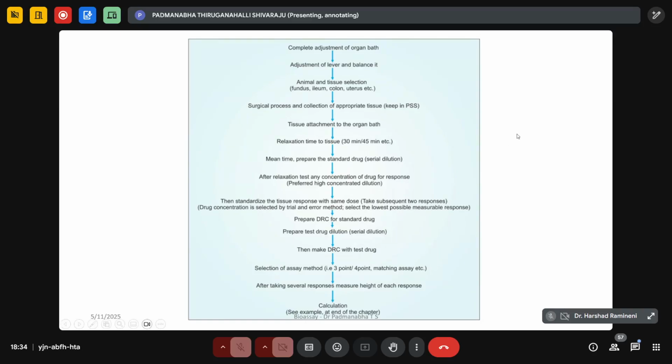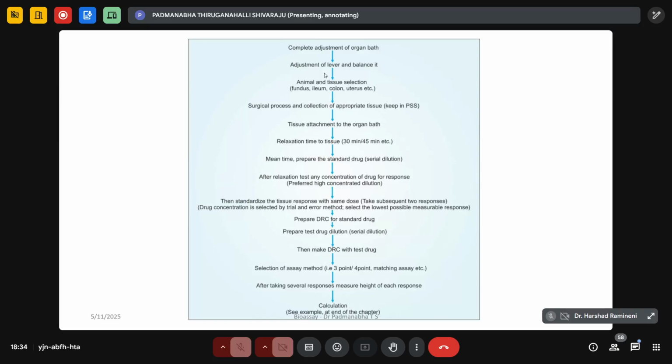Now what you need to know are the steps in conducting the bioassay. Basically we need to check the instrument calibration. All errors, with respect to human error, biological tissue error, as well as mechanical error in setting up the organ bath, should be minimized as much as possible. First we need to complete the adjustment of the organ bath, adjusting the lever and the balance, which is very, very important. This takes a lot of precision, and when we are working with the single unit organ bath, it takes a lot of patience and time to adjust the lever and balance.